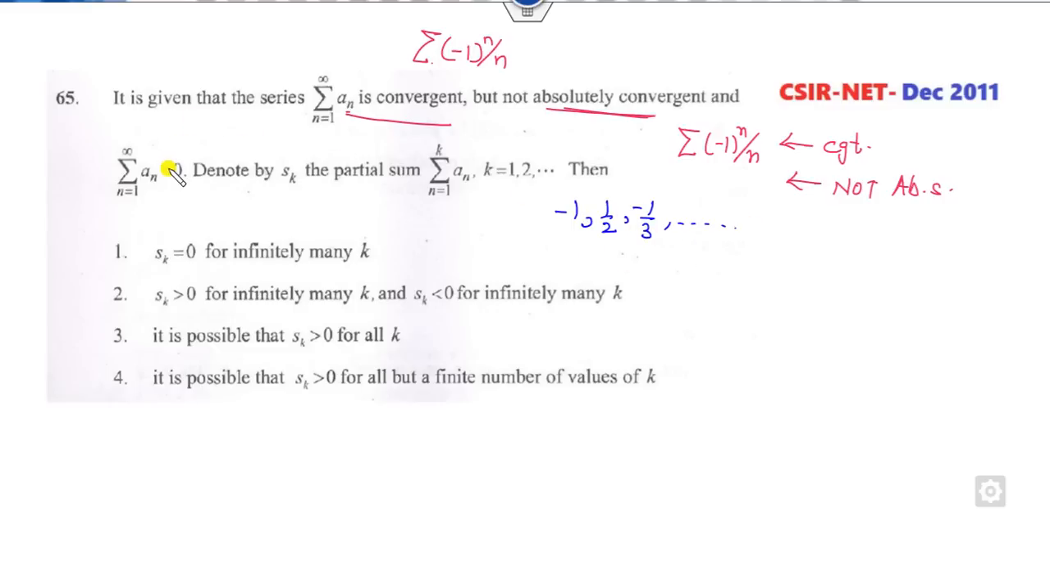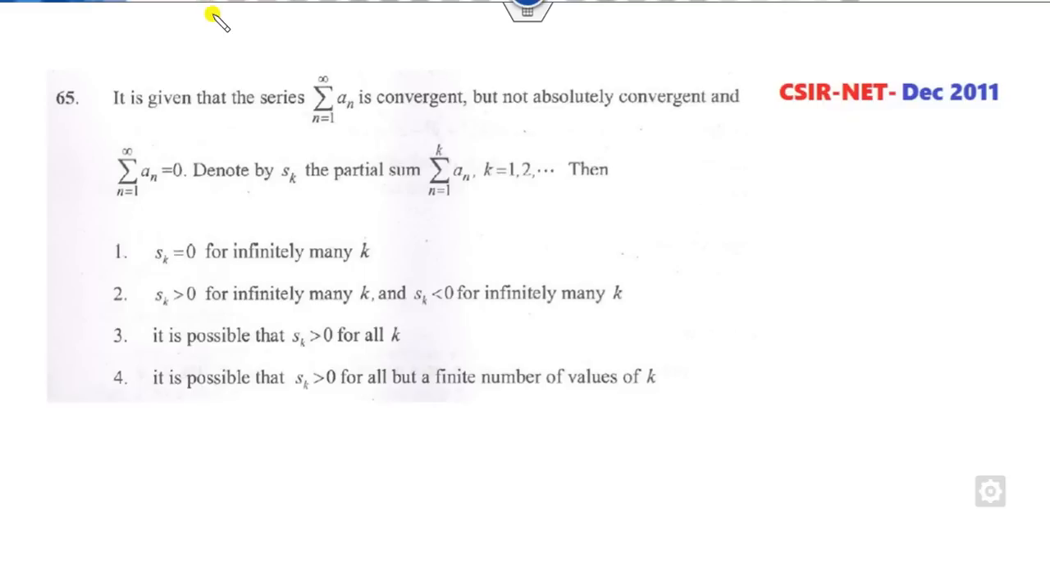The sum is not 0. We need a sequence which satisfies this condition as well as this condition, which is not satisfied in this case. So this example is not applicable here, and we have to think about another example. What can you think about?